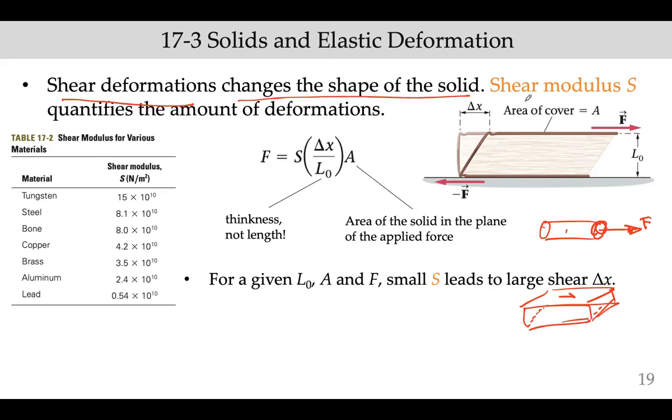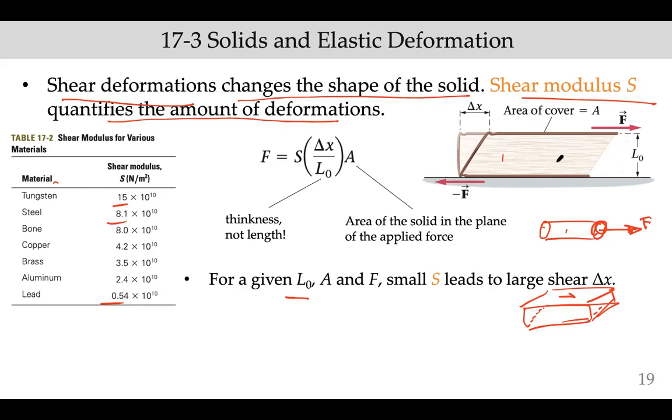Okay, so different materials deform differently for a given force. So shear modulus S quantifies the amount of deformation. Again, the shear modulus values of tungsten and steel are large in comparison to the shear modulus value of lead. So for a given L0, and in this case L0 is the height.